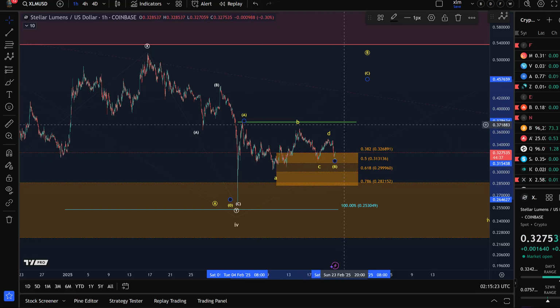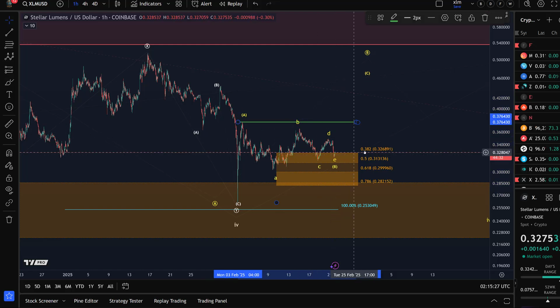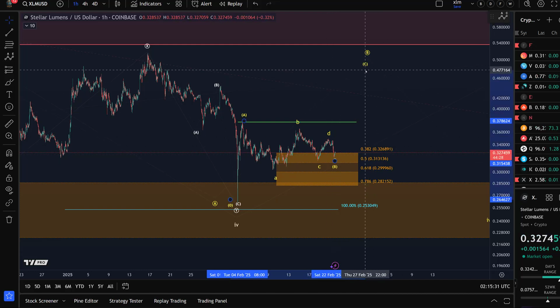So if we now see a surge above 35 cents, followed by a break above this 37.6 cent level, that would be a good indication that at least wave C has started. Maybe something more bullish. But at the moment, we haven't even got a break above that last high, so we have to be a bit patient.